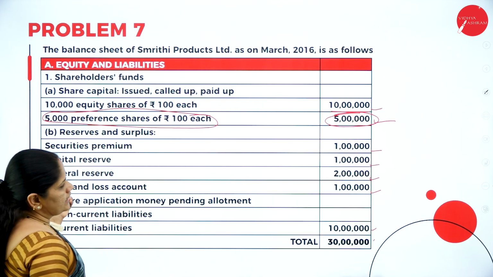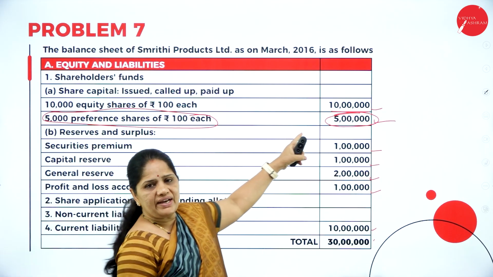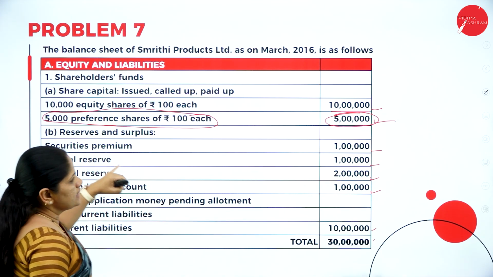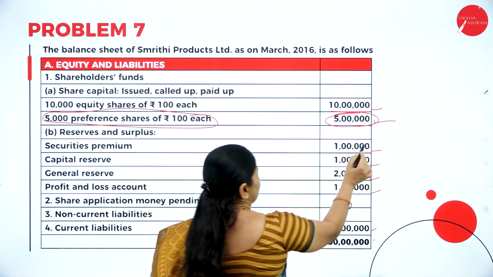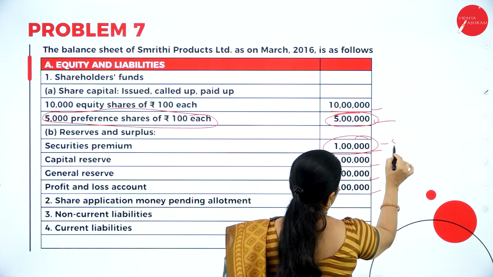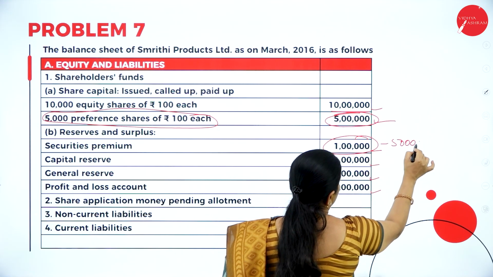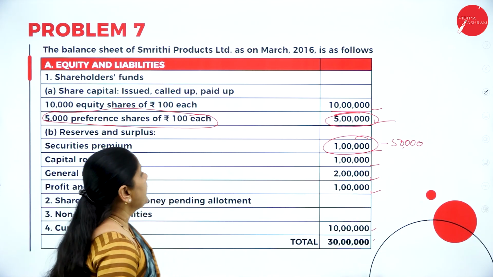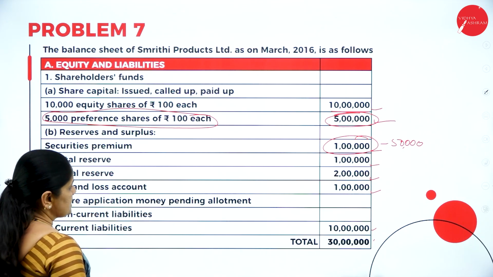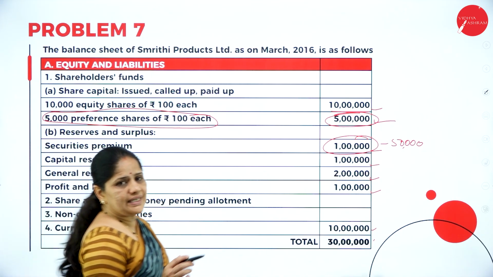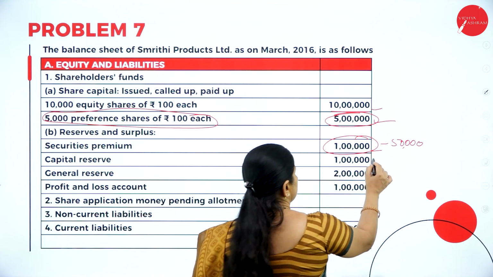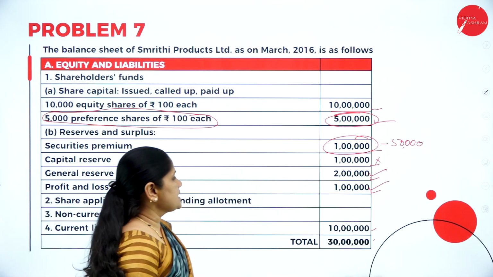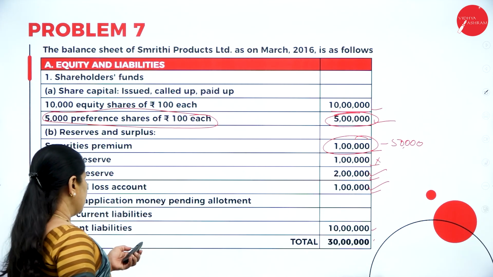See, if you can see here, there is 5 lakhs worth of preference capital, and then here, securities premium account, we have 1 lakh. So out of this 1 lakh, we can take 50,000 for paying the premium money. Then next, this capital reserve, we cannot use it for redemption, but these two amounts we can use for redemption. 2 lakhs and 1 lakh we can use for redemption.